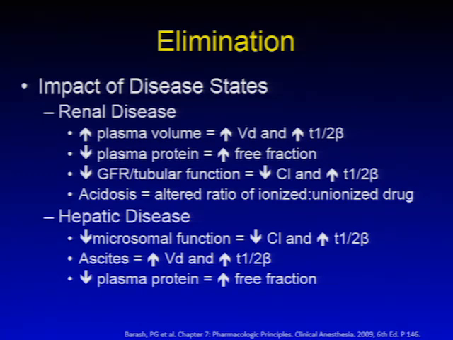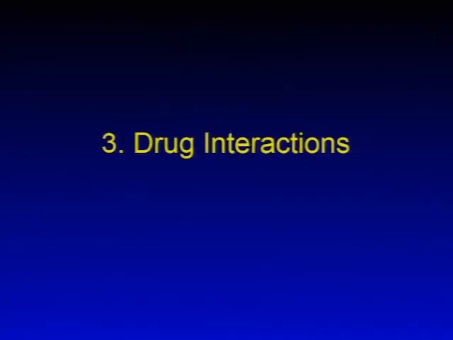These patients can also have ascites, which can increase the volume of distribution of certain drugs and increase their elimination half-life. And also they have decreases in plasma protein, particularly albumin, which can increase the free fraction of drug.